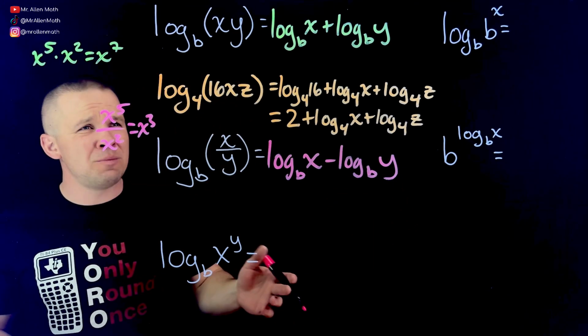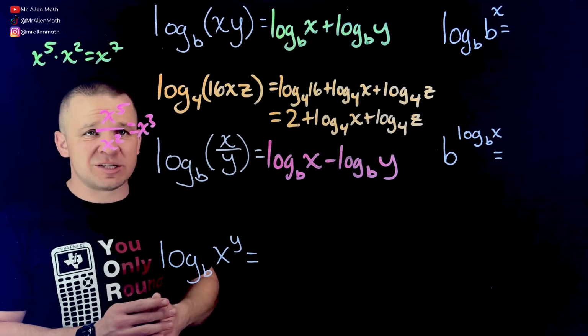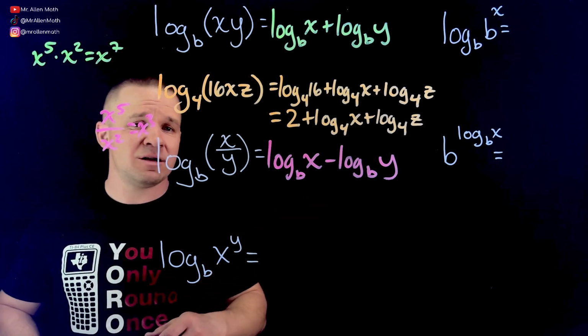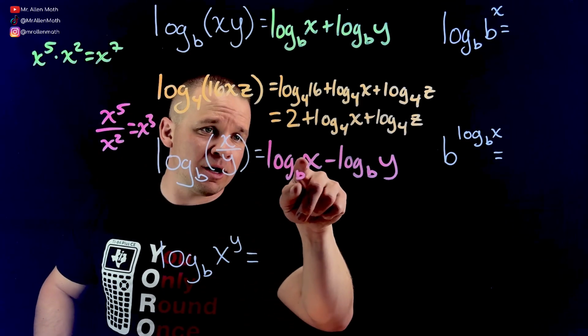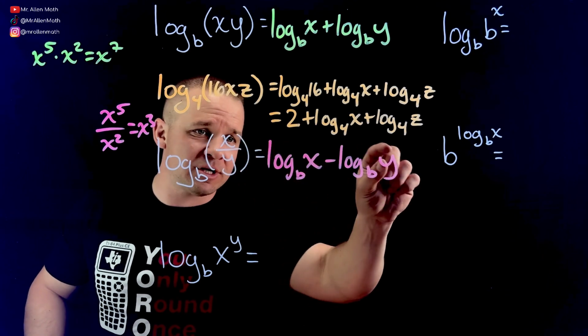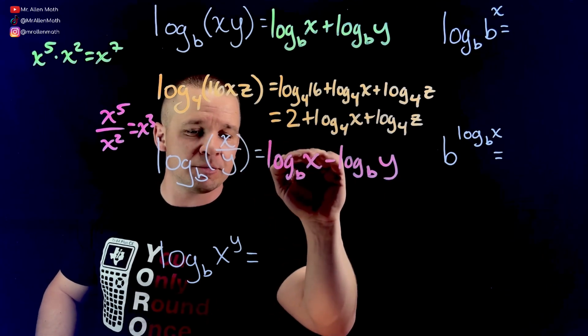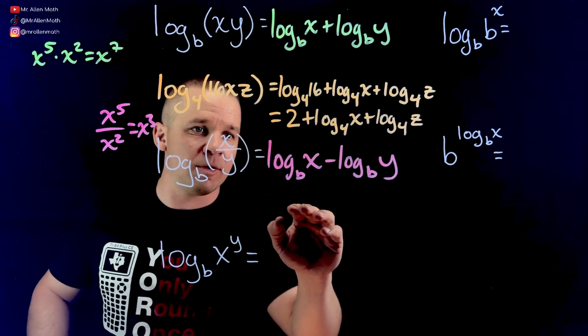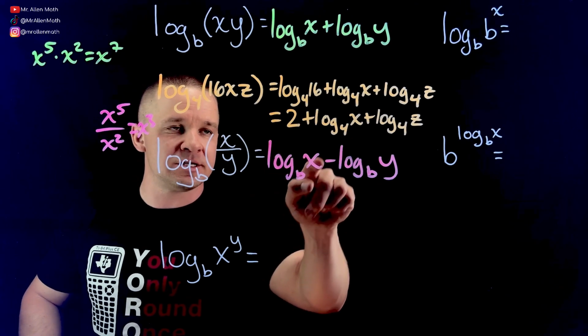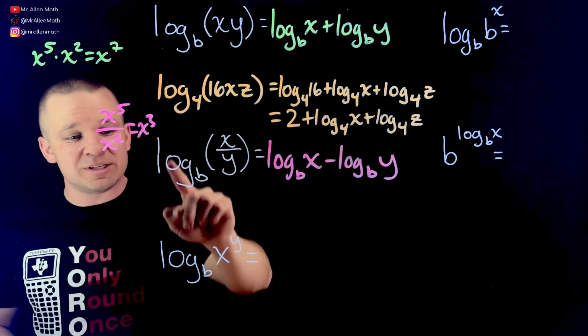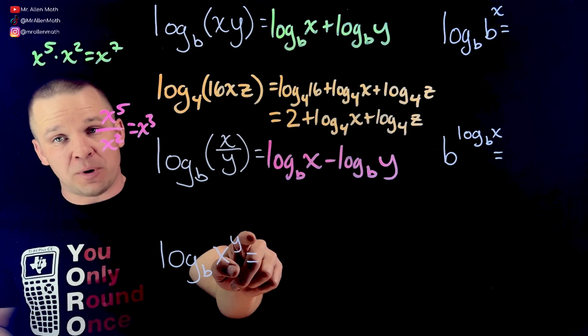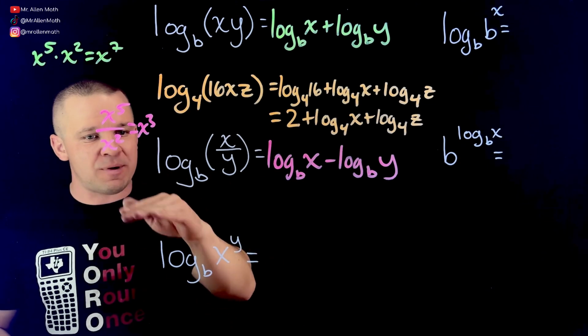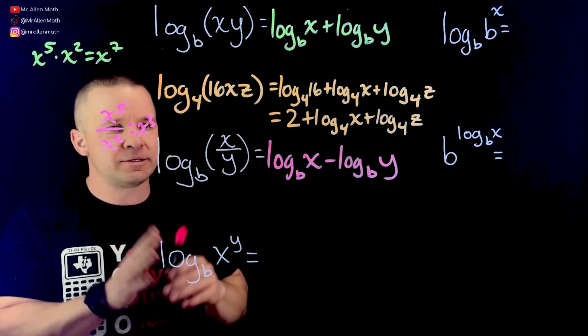Important thing to note when writing your logs, especially when these things start to get kind of crazy: the log and the x are in the same line, same size font. The b is little and it's a subscript, a little bit lower. Otherwise, if you write it all in line, it starts to look like an exponent when it shouldn't be. And as you can see down here, we have exponents within logs. So you have to keep everything in line, organized, neat.